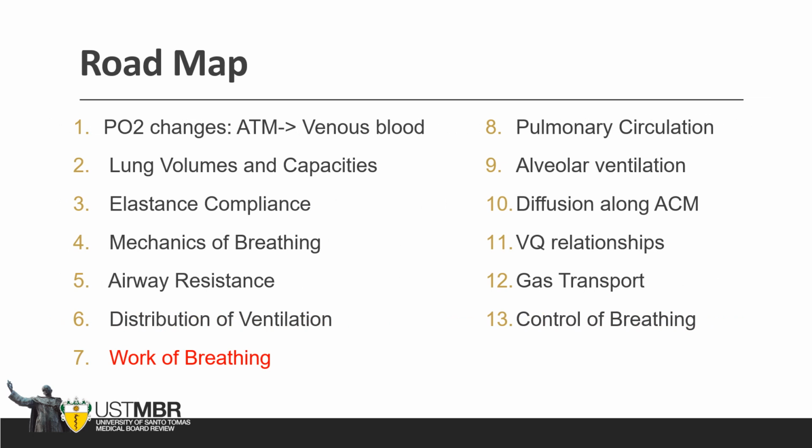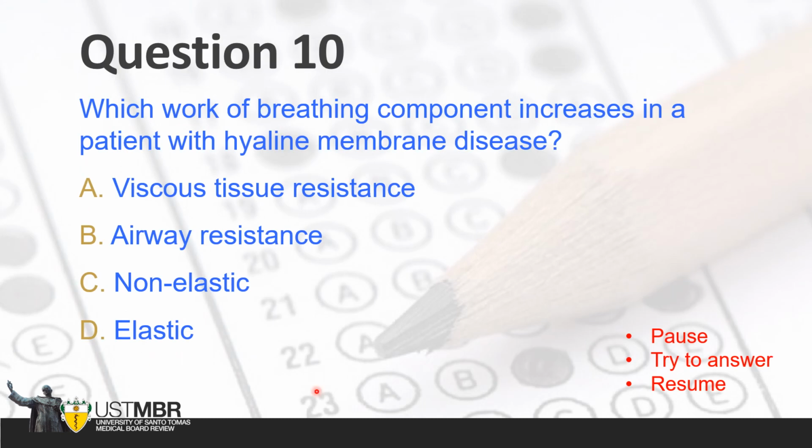So we move on to the seventh topic, which is the work of breathing. Which of the work of breathing components increases in a patient with hyaline membrane disease? A, the viscous tissue resistance. B, the airway resistance work of breathing. C, the non-elastic component. And D, the elastic component. Again, I'd like you to pause, try to answer, then resume.